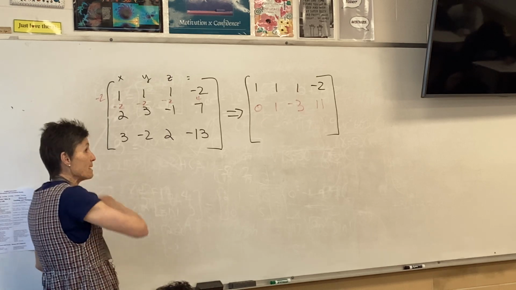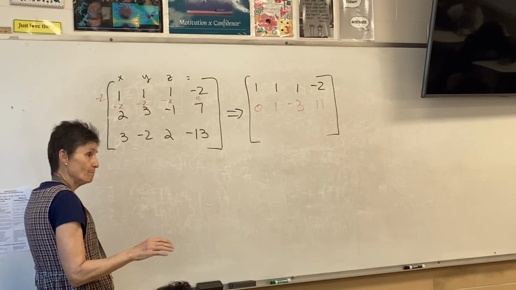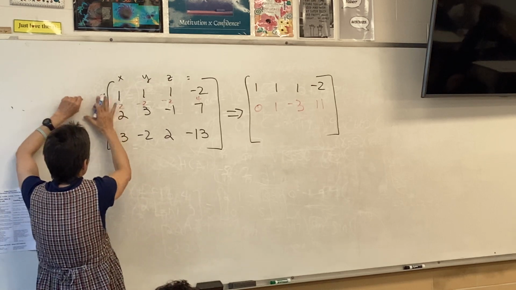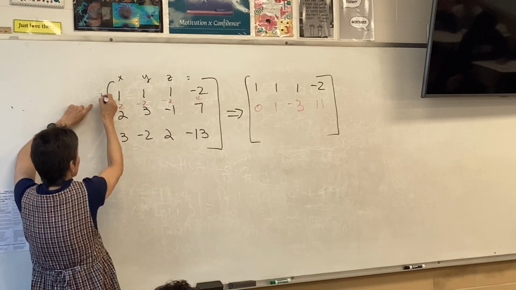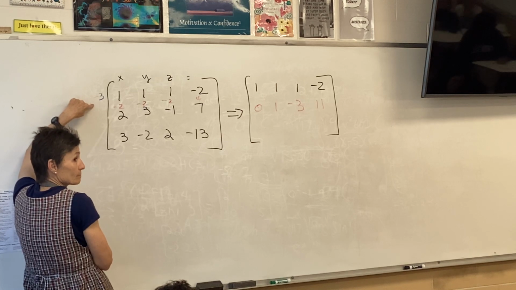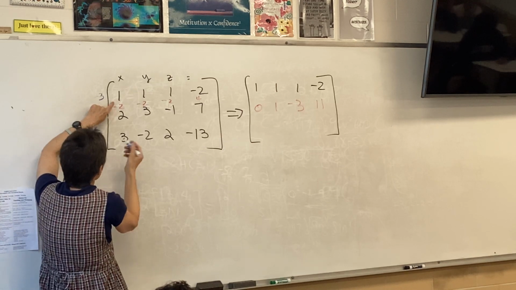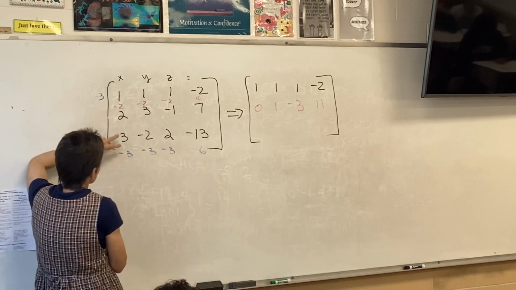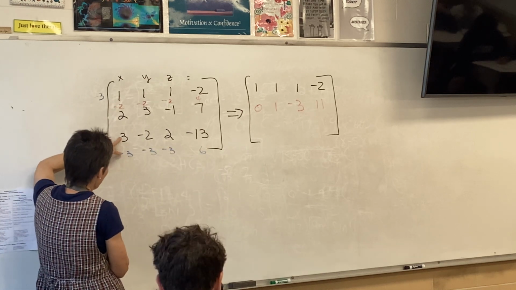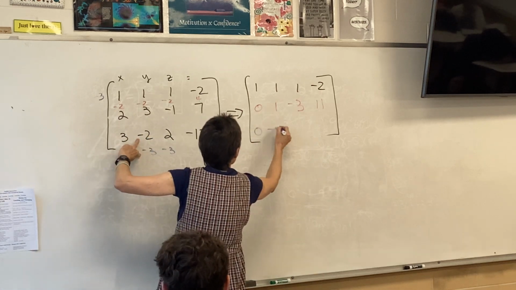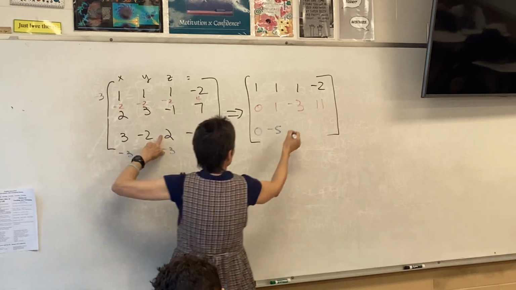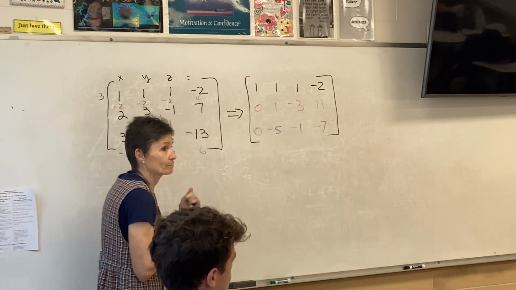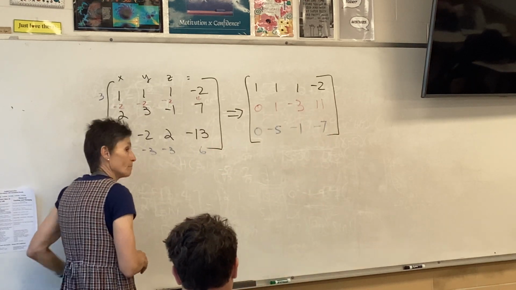Now I'm going to repeat the process exactly, but I'm going to have to multiply the top row this time by negative 3. So that's going to give me negative 3, negative 3, negative 3, it's 6. So adding gives me 0, -5, -1, and -7. How do I do with that one? 11 times -7.